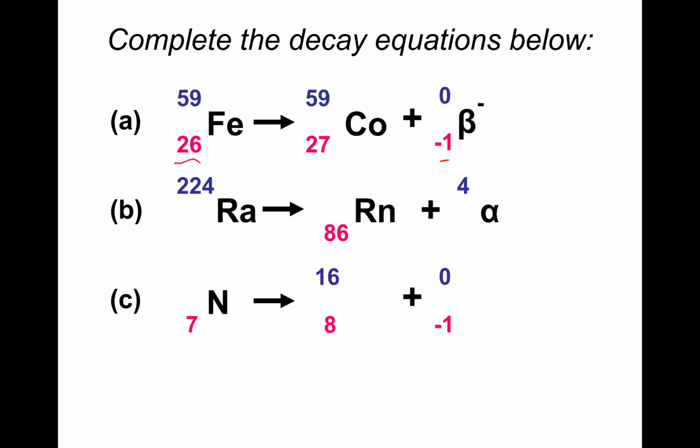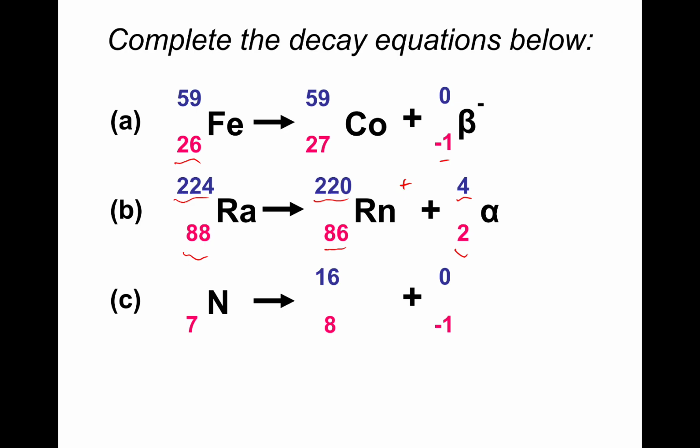So let's look at the next one. The 88 we would get from knowing that the alpha is 4 2. So 86 plus 2 would give us the 88 which we started with. And then the alpha particle, and we would have the 224 radium, and then the 220 radon. 220 plus 4 would give us the 224 that we started with.